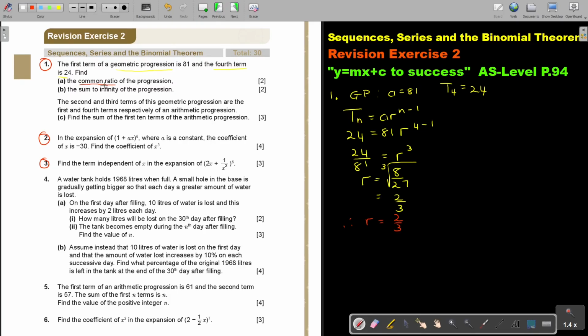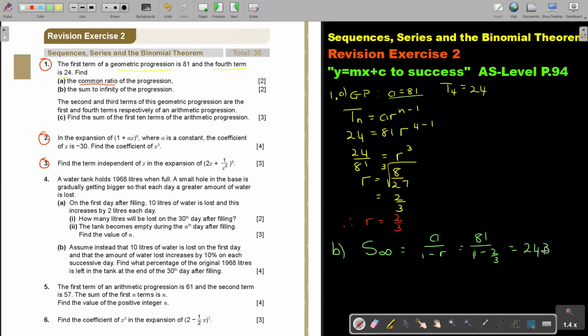That was the first question. Find the common ratio. Now, the sum to infinity. Okay, so that was A. Now let's do B. What is the formula again? S to infinity is a over 1 minus r. And that is just going to be the value of a, remember, 81, and it's going to be 1 minus 2 over 3, the value of r. And that is going to give you an answer of 243.